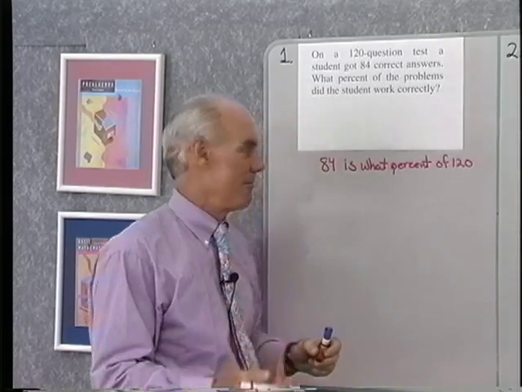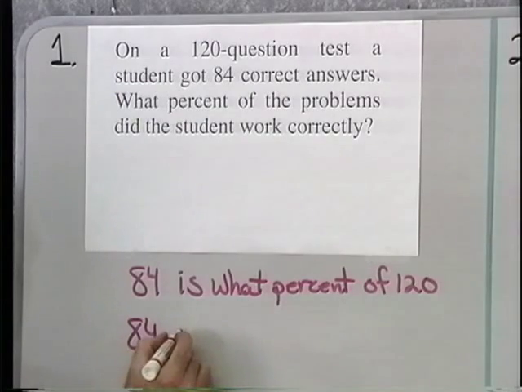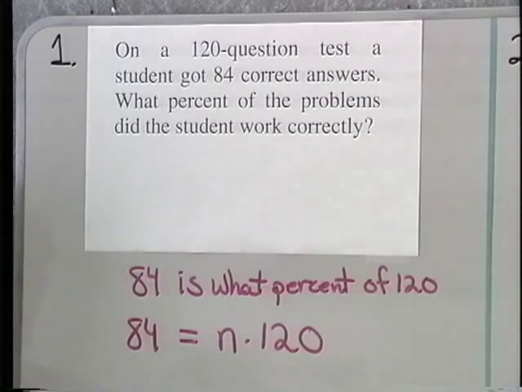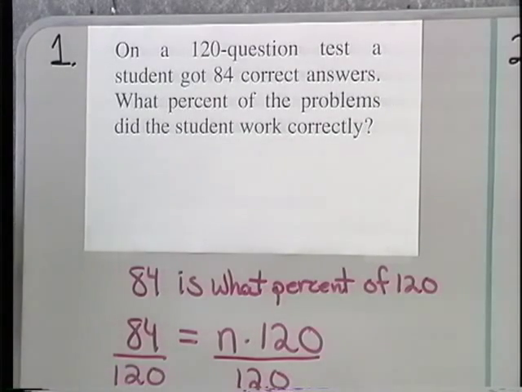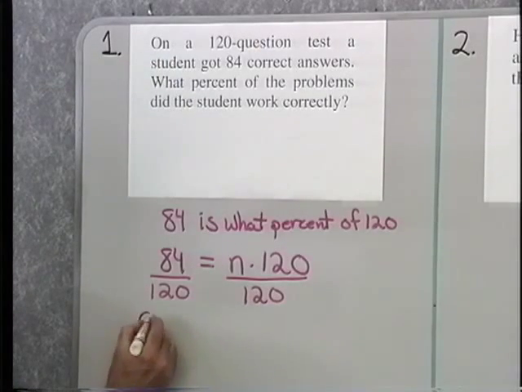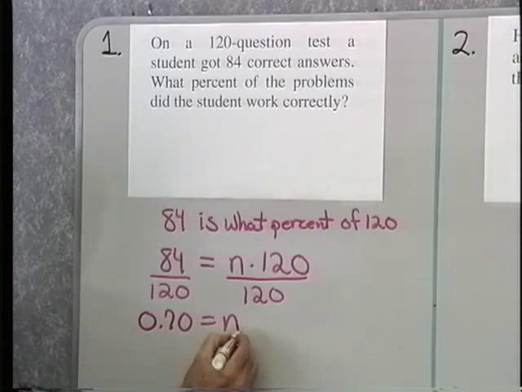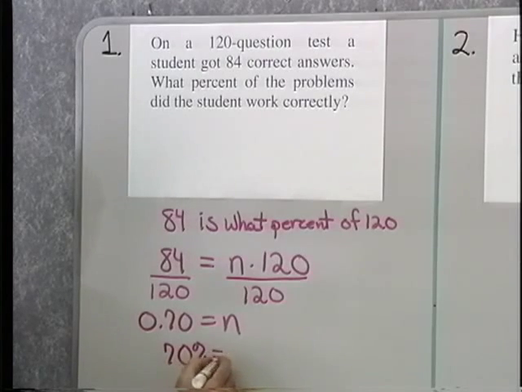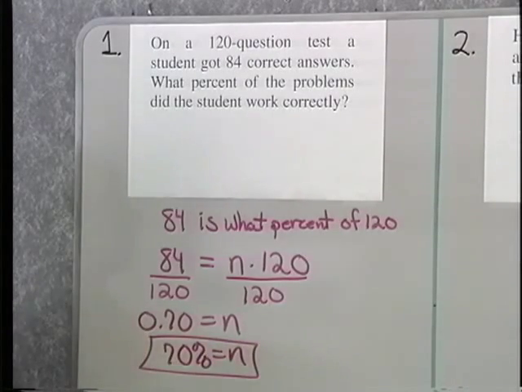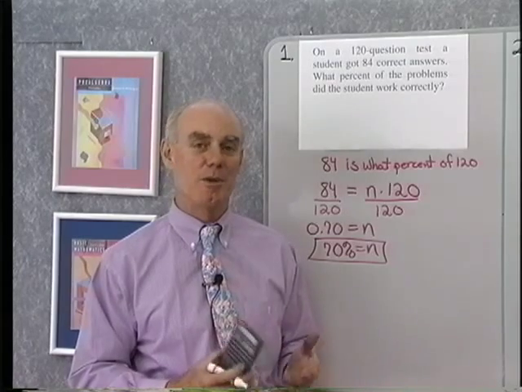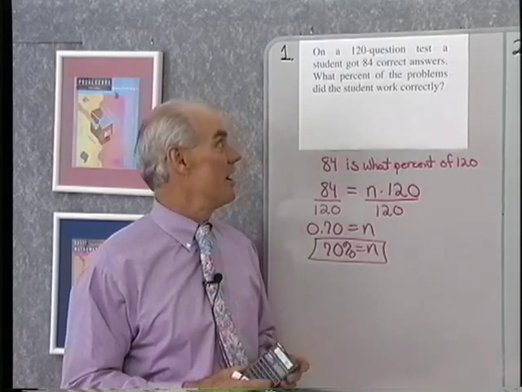Now solving it's no problem for us. So 84 is what percent of 120. So there's our equation to solve that. Divide both sides by 120. I do that division, and let's see, 84 divided by 120. On a calculator, what do I get? 0.70 equals n. So n is going to be equal to 70%. So if a student takes a 120 question test, they get 84 correct answers, they've answered 70% of the questions correctly because 84 is 70% of 120.